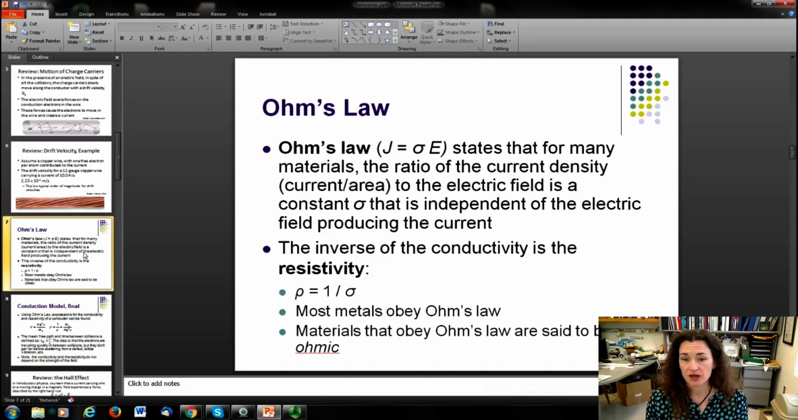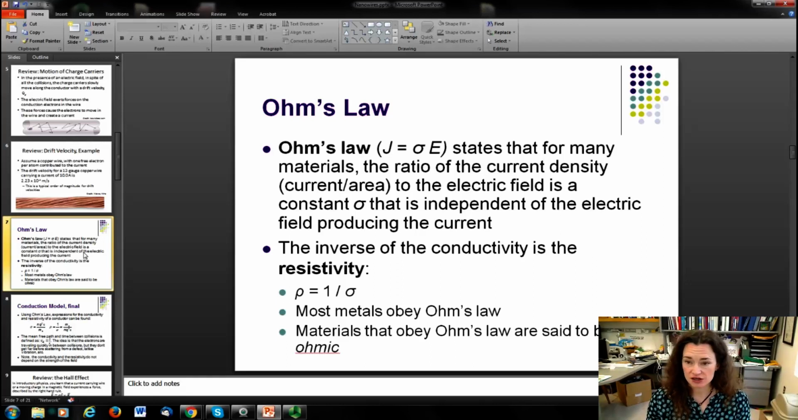The original form is this one, J is equal to sigma E. J here is the current density, which normalizes for the width or diameter or area of the wire. So J is the current I per unit cross-sectional area of the wire. And that's because, of course, fatter wires carry more current than skinnier wires, and you want to normalize out for that. Okay, so J, current density, is equal to sigma, which is the conductivity of the material, times E, where you have the electric field.